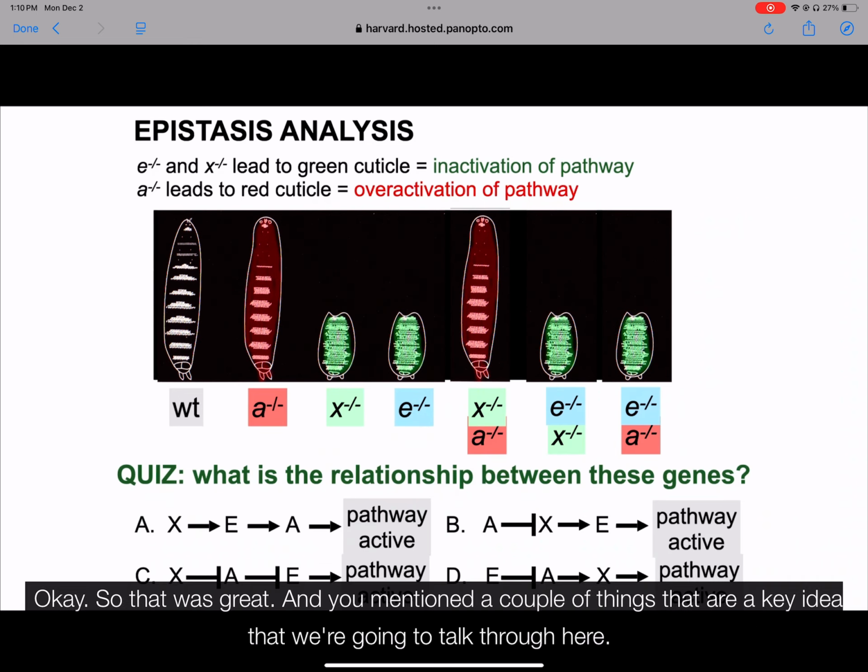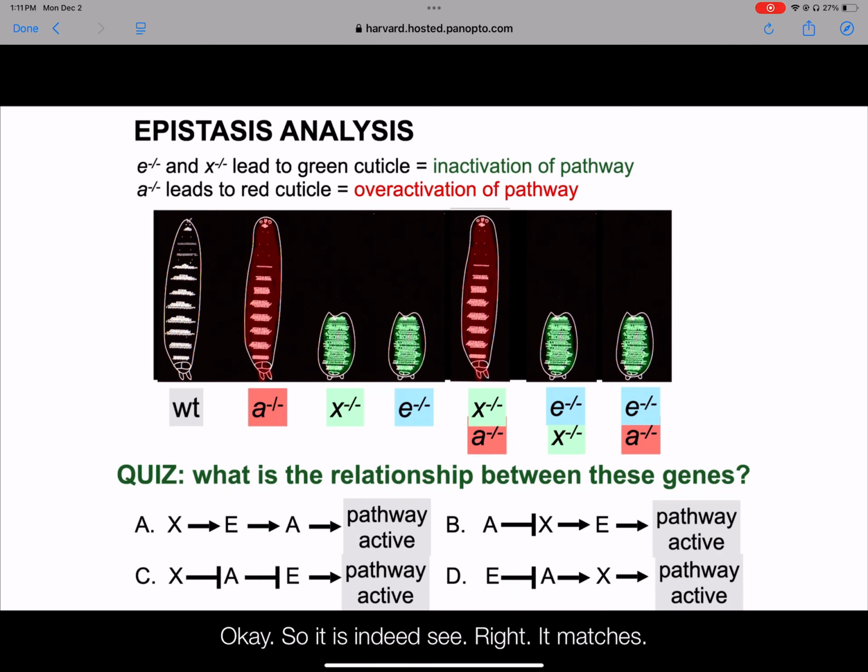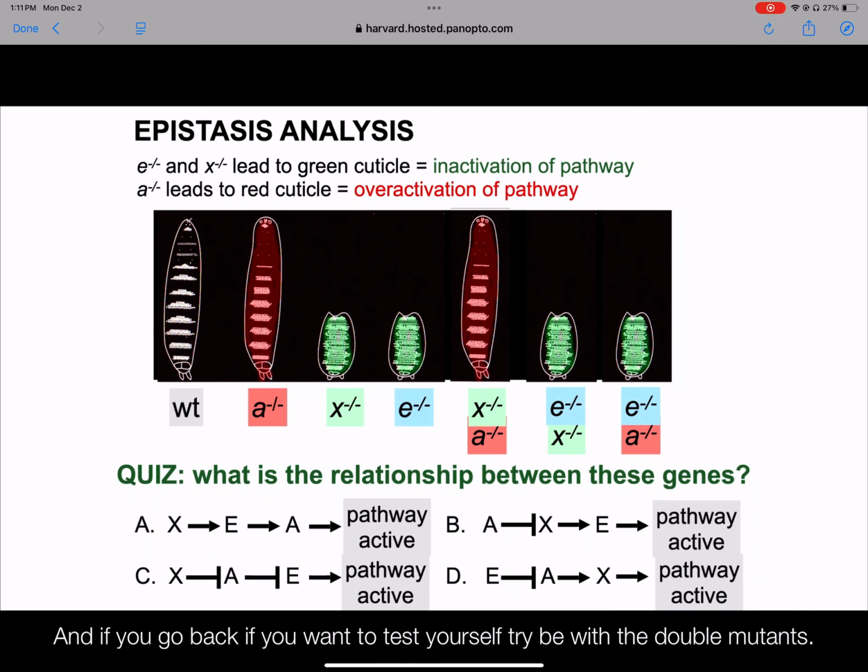Perfect. That was great. And you mentioned a couple of things that are a key idea that we're going to talk through here. So it is indeed C. It matches. And if you want to test yourself, go back and try B with the double mutants.